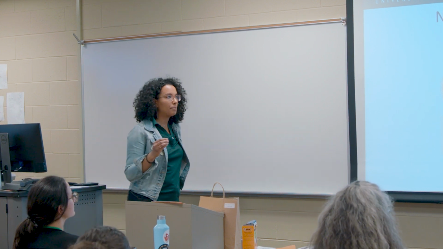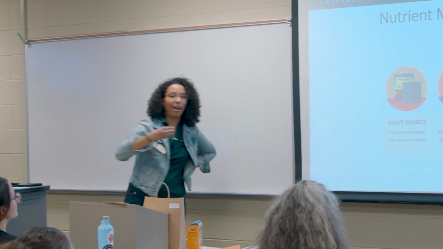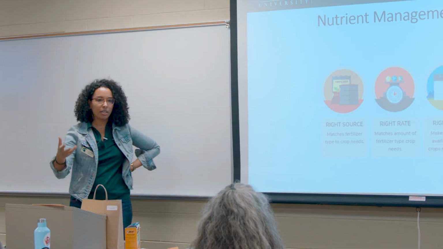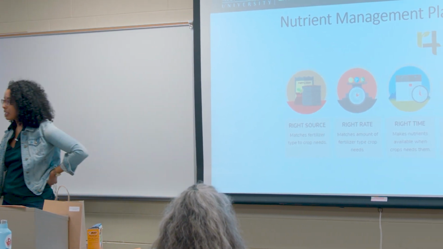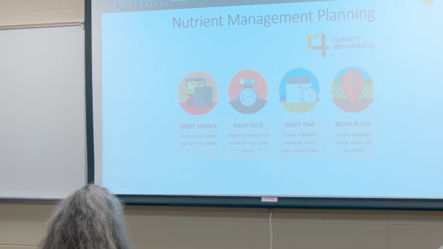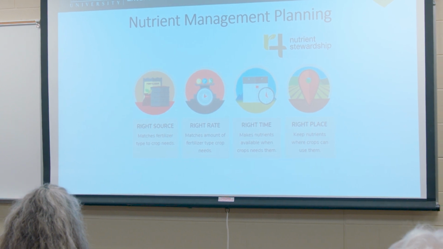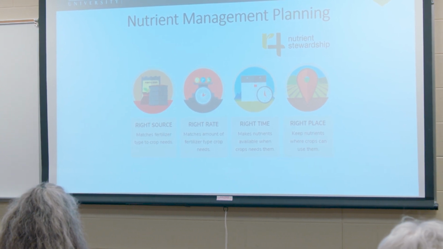These pillars are how we are good stewards of our nutrient sources. So we're talking about the right source, so matching your fertilizer to the type and amount that your crop needs. Right rate, so the amount is correct that you're applying so you're not losing it in the system. The right time, so making nutrients available when your crop needs them. And then putting it in the right place.